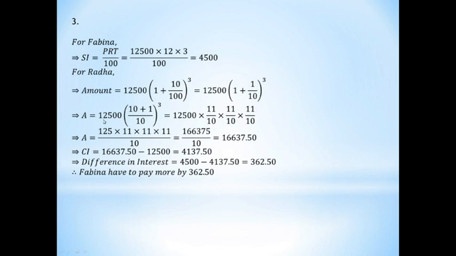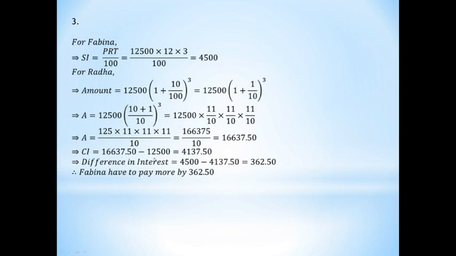Then the amount is 12,500 into, after taking LCM of 10, you will get 10 plus 1, to the power 3. Then the next step is 12,500 into 11 by 10, 11 by 10, 11 by 10. After simplifying this, you will get 125 into 11 into 11 into 11 by 10. After multiplying all these numerators, you will get 1,66,375, divided by 2, now divided by 10. Then you will get 16,637.50.